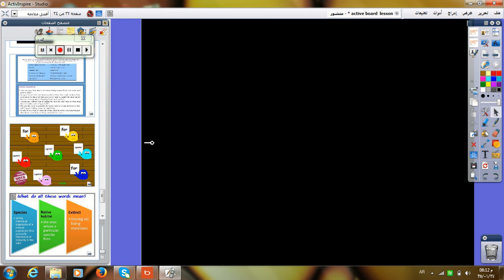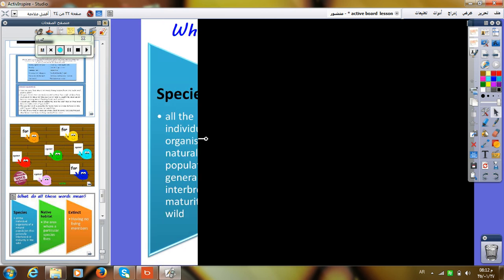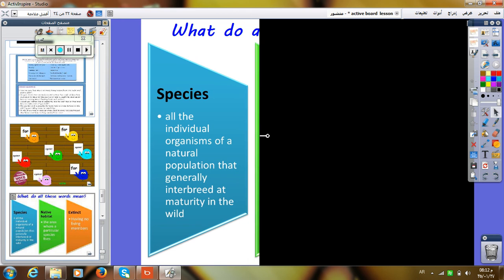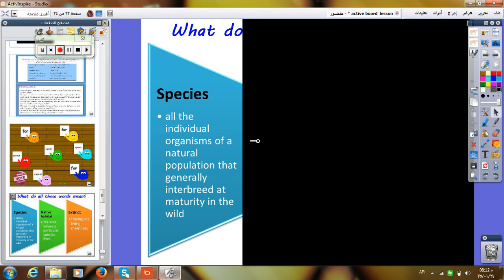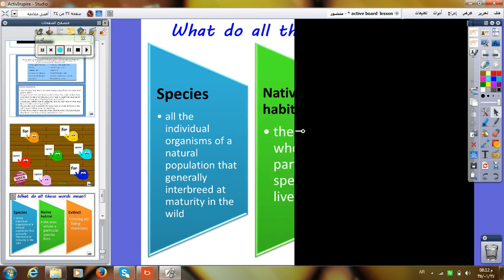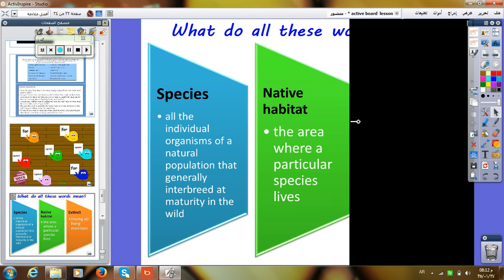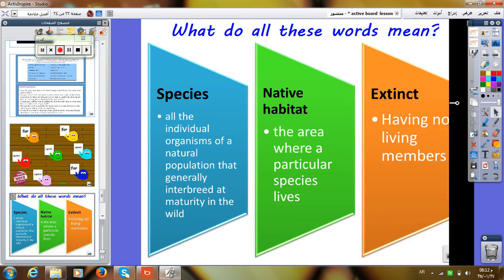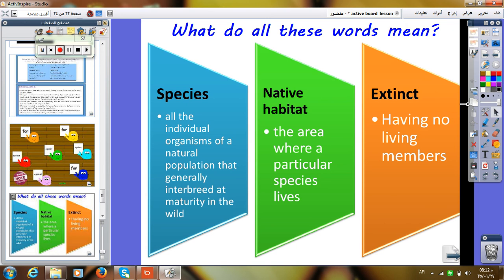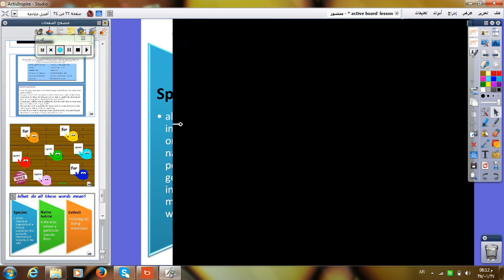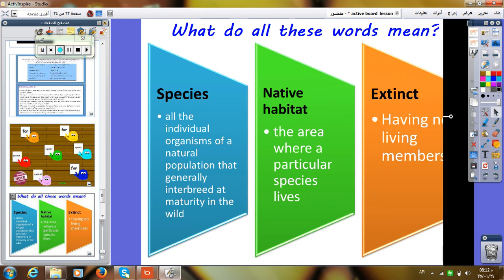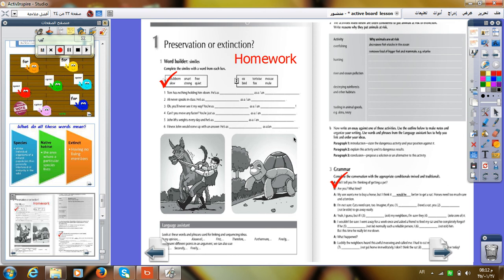At the end of the class, students are going to revise the vocabulary taught in this lesson. For example, we have species as a new vocab, native habitat as a new vocab, the area where a particular species lives, and the word extinct. So these are some of the new vocabulary that students are going to revise at the end of the lesson. This is the homework. Students should be given a homework.